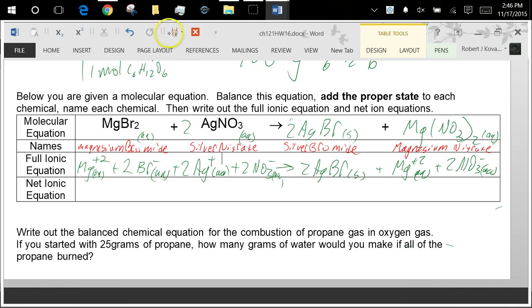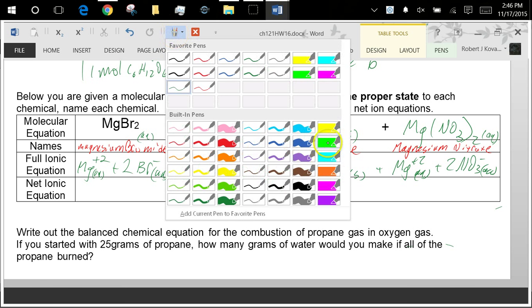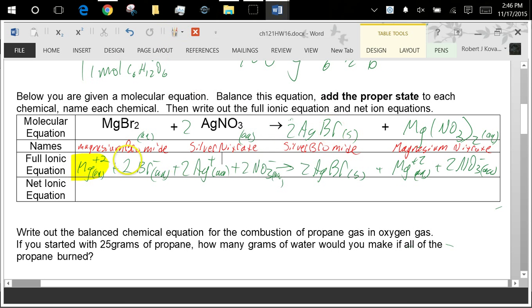Who are the spectator ions? Magnesium and nitrate. The magnesium and the nitrate are the spectator ions? Why is that? There's no change for them on either side of the arrow, right? On the left side, it's Mg plus 2 aqueous. Right side, Mg plus 2 aqueous. On the left side, 2 NO3 negative aqueous. Right side, 2 NO3 negative aqueous. So nothing changes. But the bromines and the silvers came together. They used to be aqueous, and now they're solids.